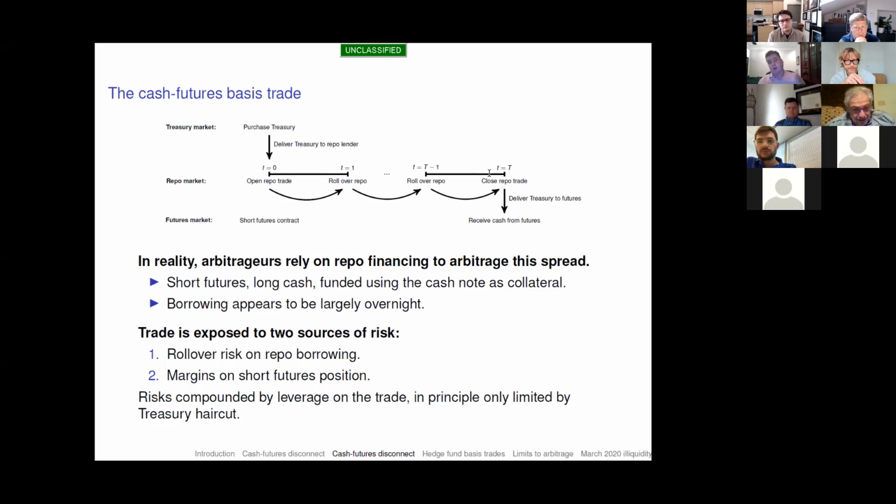Now, this sort of just presents some of the risks. It also gives us some idea of what the balance sheet of someone who is arbitraging in this market should look like. They should have a large, long cash treasury position, a matched short futures position, and substantial repo borrowing against the cheapest to deliver in order to fund that position.